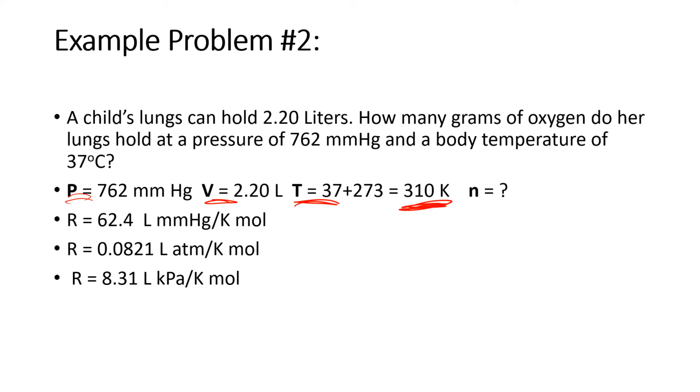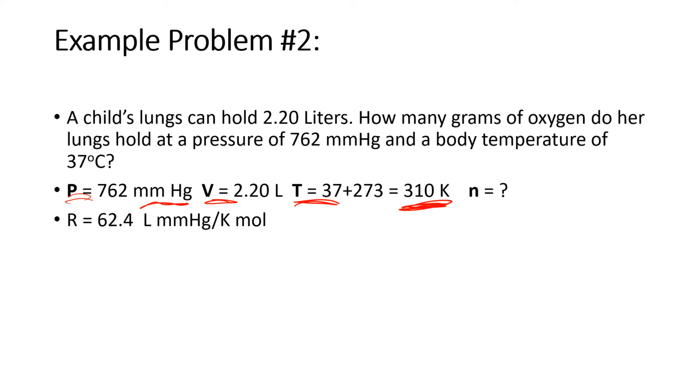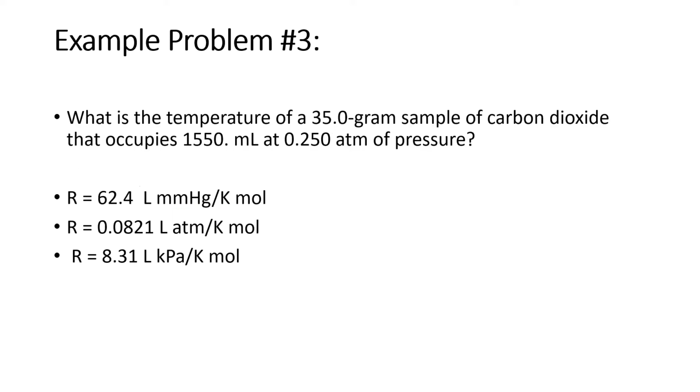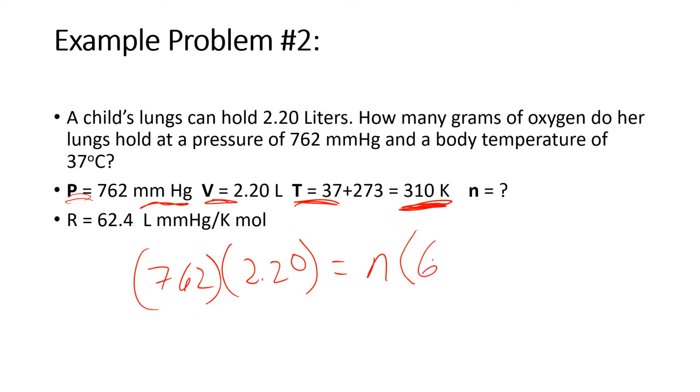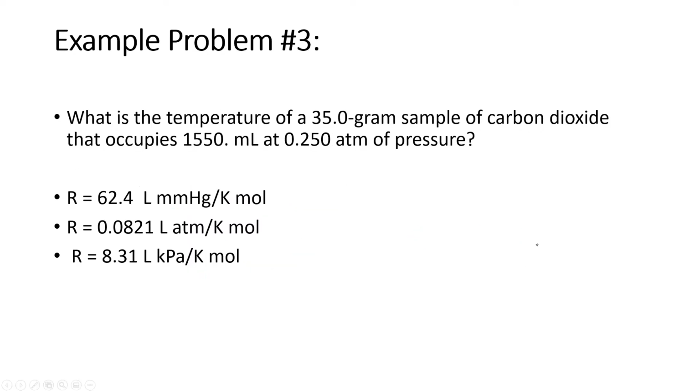So which of these R's are we going to use? Remember, we look at our pressure units. So we're going to use that R right there. And we set that up as 762 times 2.2, which is our volume, equals N, which is what we're looking for, times our R, 62.4, and our T is 310.